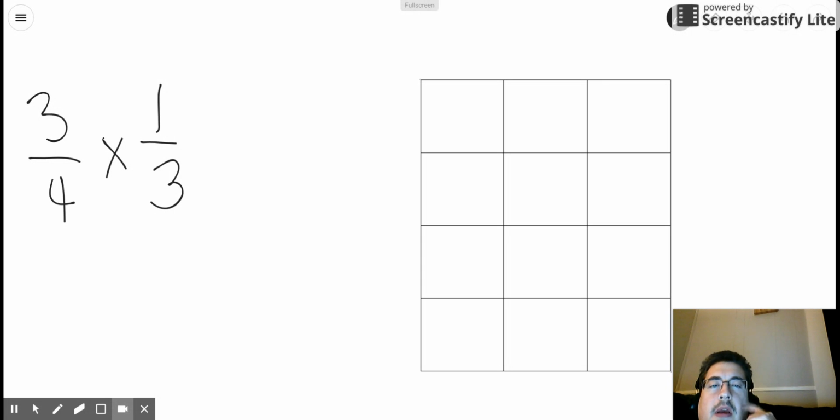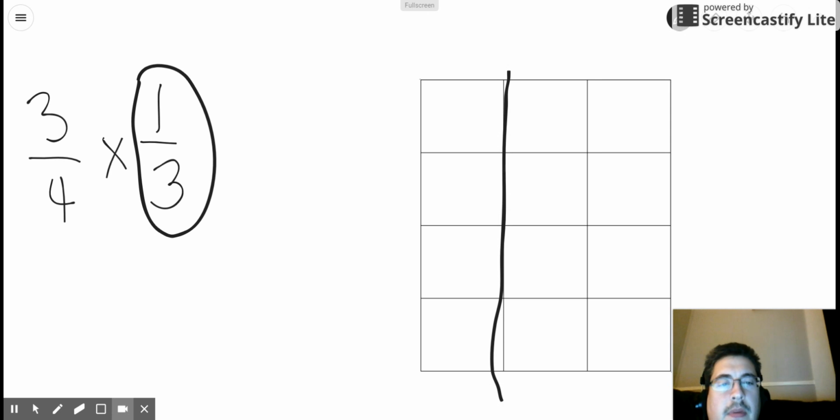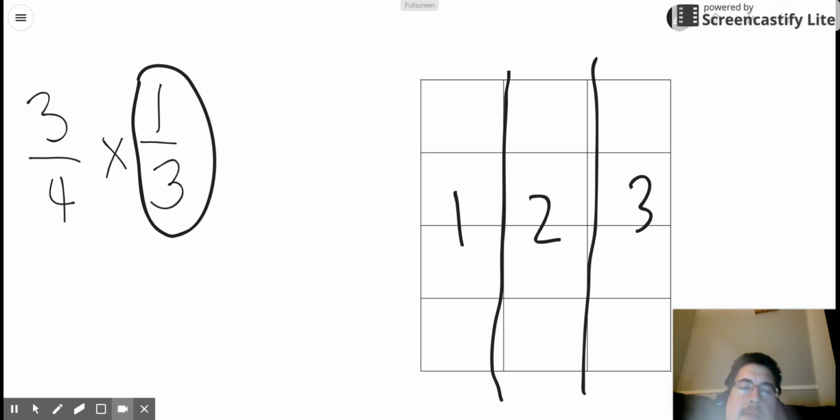So if we look at our fraction 1/3 here, and then we pay attention to our model here, we can see that our model has actually been divided into thirds, if we look at it from a vertical perspective. So there's actually one, two, three sections that have been divided into this whole here.